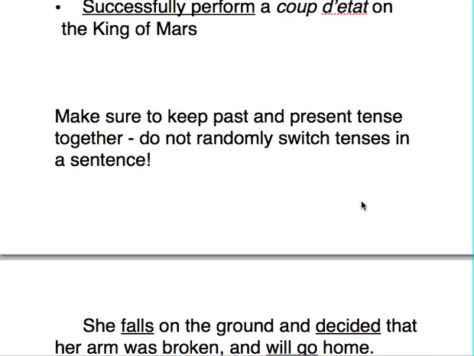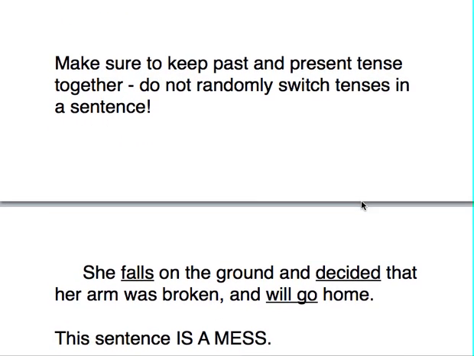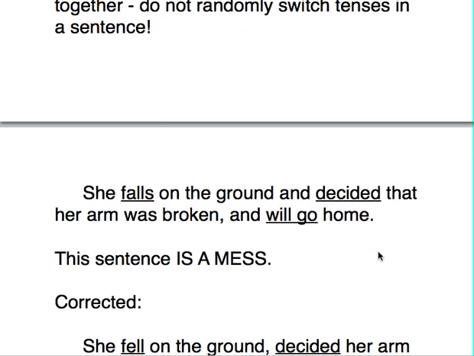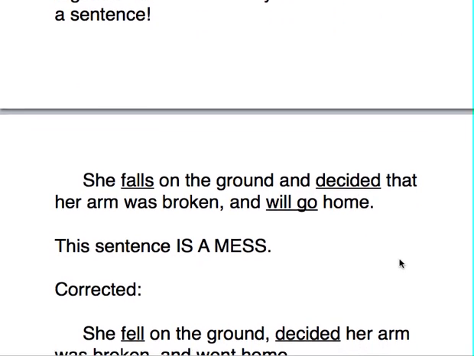Another thing with parallelism is to make sure to keep past and present tense together. Do not randomly switch tense in a sentence. Here is an example of a non-parallel, very messy sentence. She falls on the ground and decided that her arm was broken and will go home. This is a mess. The first portion, falls, is in present tense. Decided is in past tense, and will go is in future tense. This is extremely confusing and leaves the reader unable to understand what's going on. So there are many ways you can fix a sentence.